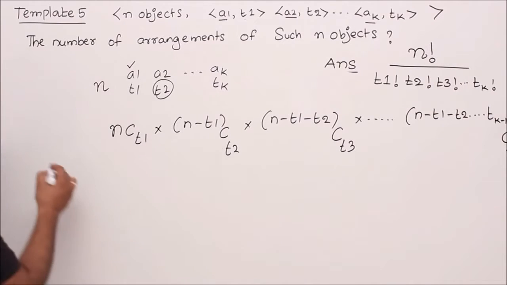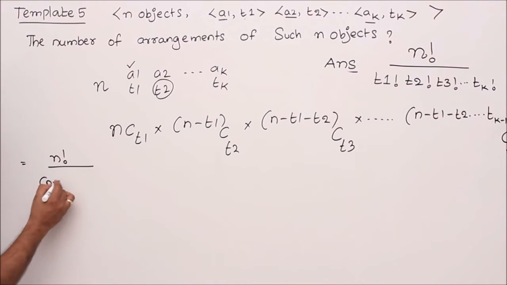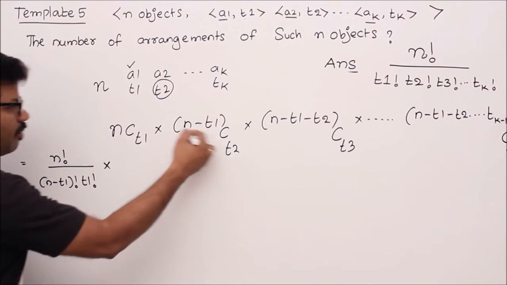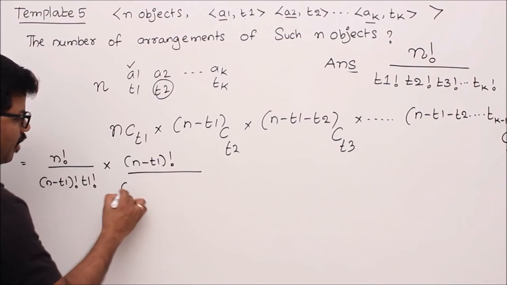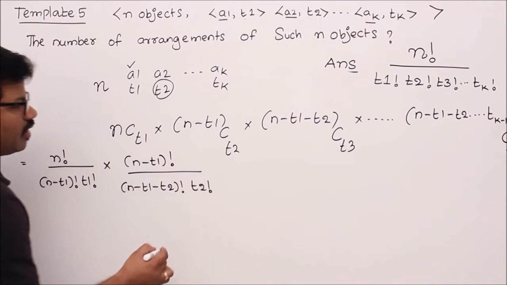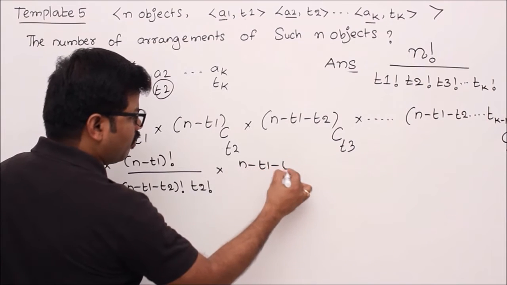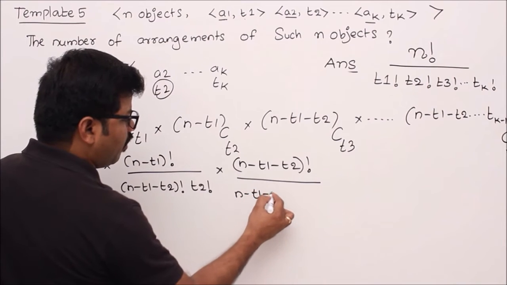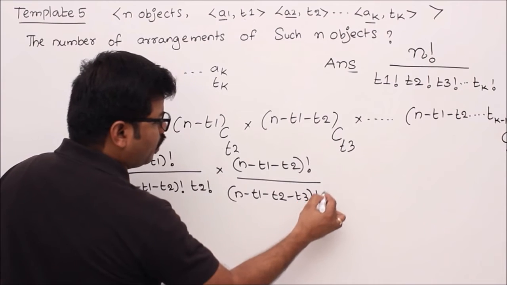Let's simplify it. Then you get nCt1 is nothing but n factorial by n minus t1 factorial into t1 factorial, isn't it? Then into n minus t1 C t2 is nothing but n minus t1 factorial by n minus t1 minus t2 factorial into t2 factorial, into n minus t1 minus t2 C t3 is nothing but n minus t1 minus t2 factorial by n minus t1 minus t2 minus t3 factorial into t3 factorial.